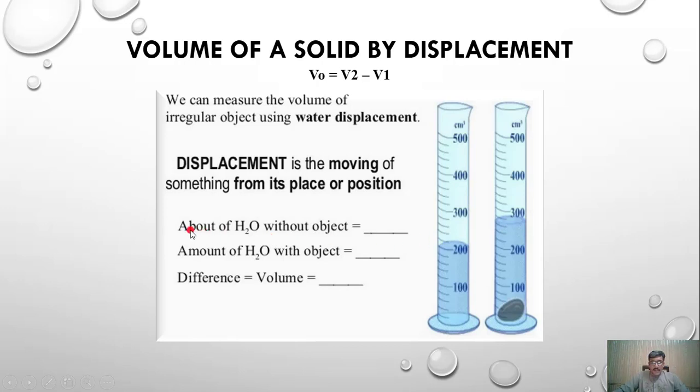So here the amount of water without the object, which we have measured, is 200 centimeter cube. The amount of water with the object is 260 centimeter cube. This was V1, V2. Now we have to take the difference, which is equal to the volume of the object, VO, equal to V2 minus V1. This mathematical relation we have to use. So it was 260 minus 200, we will get 60 centimeter cube.